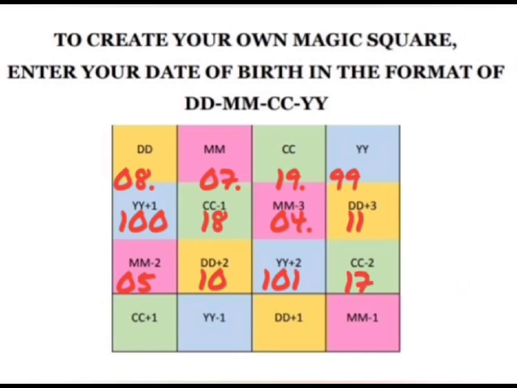இப்போ fourth row இருக்க first place பார்ப்போம். That is CC plus 1, that is 19 plus 1, 20. And year minus 1, that is 99 minus 1 is 98. Next, date plus 1 and month minus 1, that is 9 and 6. That's it. So now we have completed my magic square.